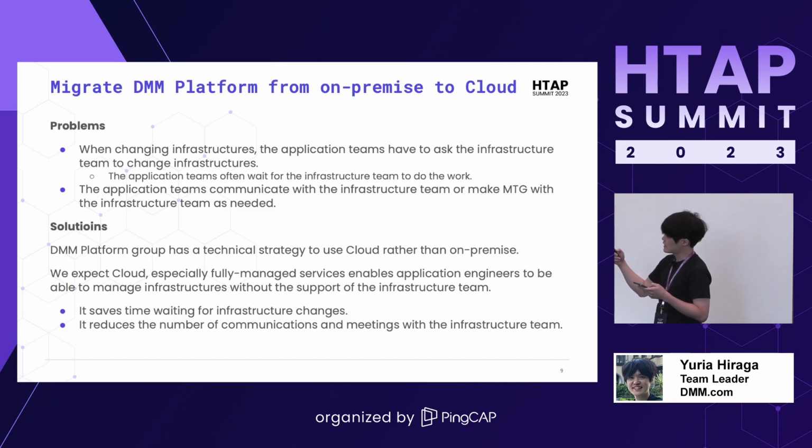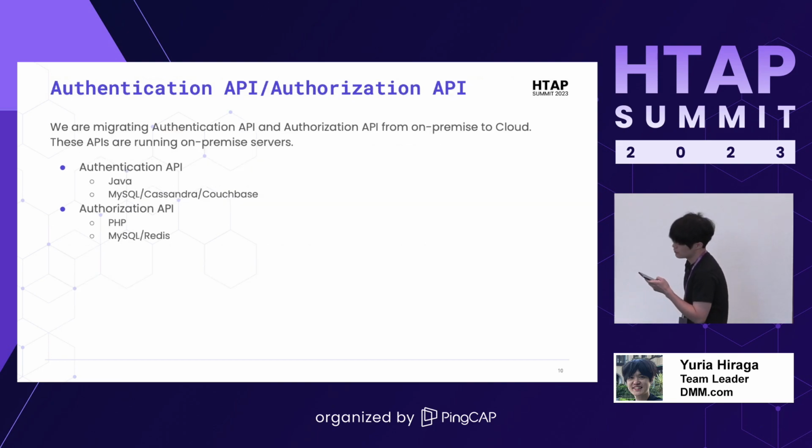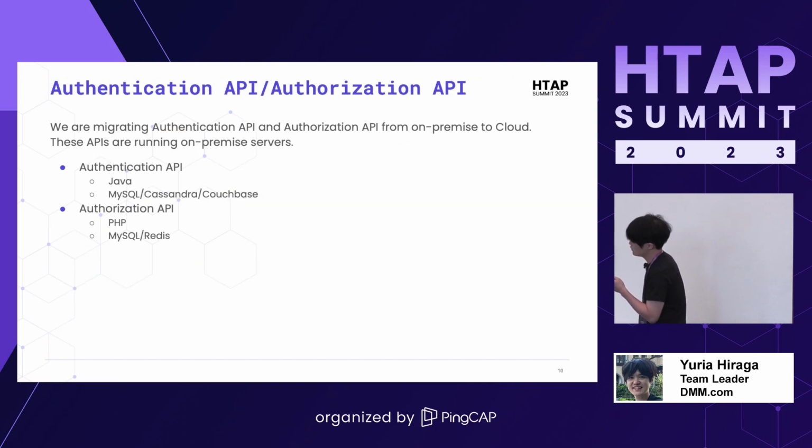Application teams have to ask an infrastructure team to change infrastructures. It makes application teams often wait for the infrastructure team to do the work. The application teams make documents for the infrastructure team or hold meetings with them as needed. So as a solution, we have a technical strategy to use cloud rather than on-premise. We are migrating the DMM platform from on-premise to cloud.